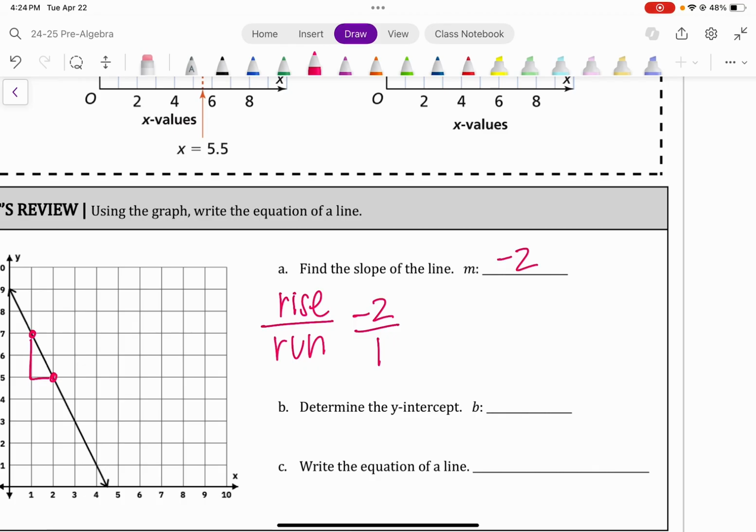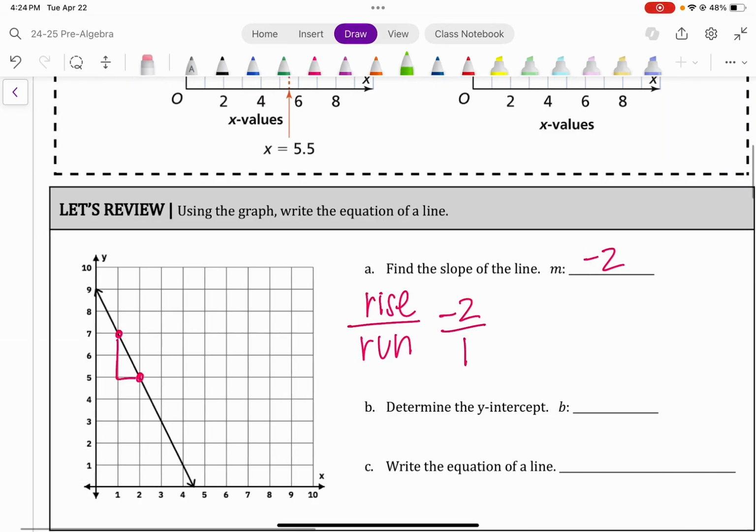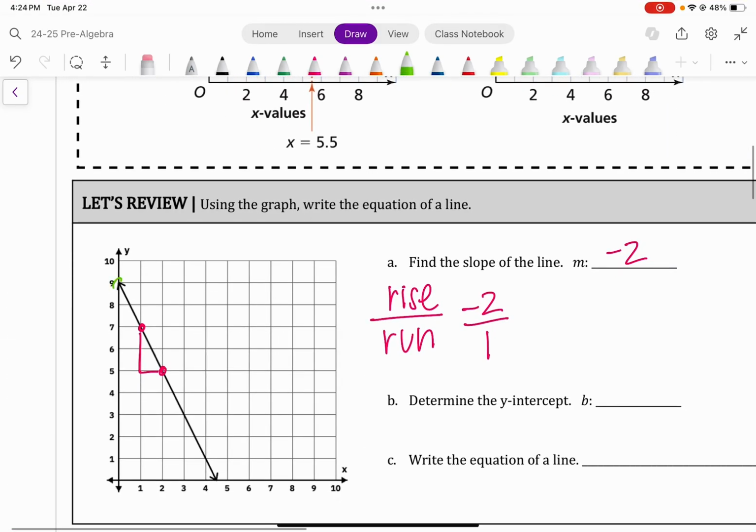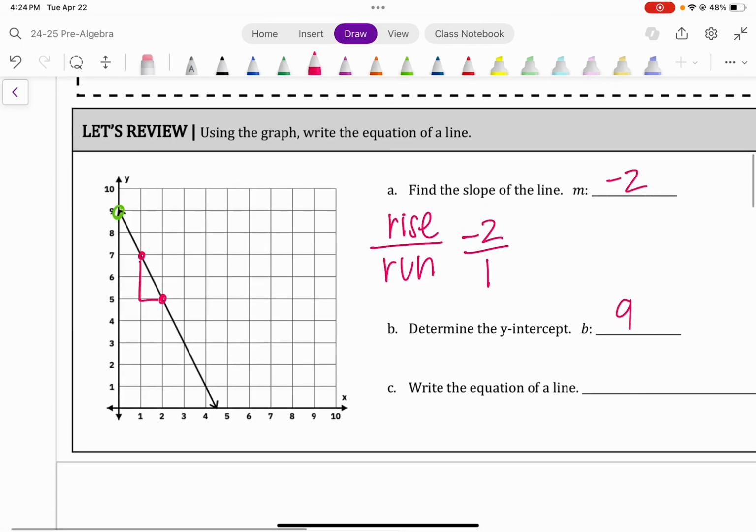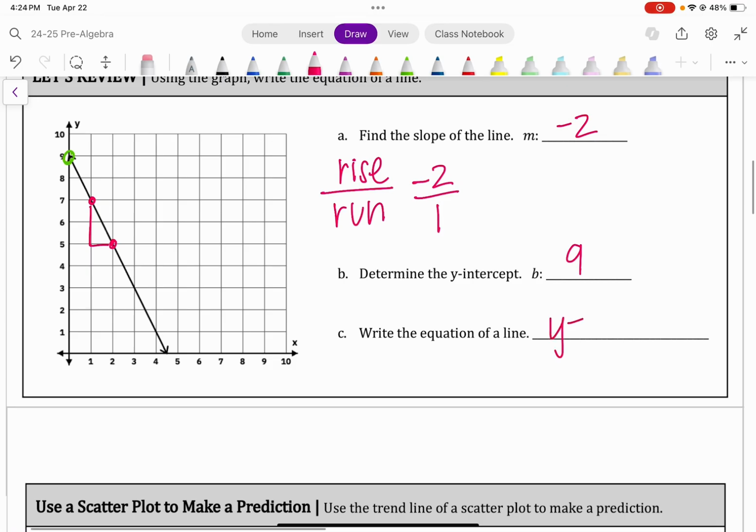And my y-intercept is where the line crosses or touches the y-axis. So this is touching at 9. And when I put it all together, y equals mx plus b. That's y equals negative 2x plus 9.